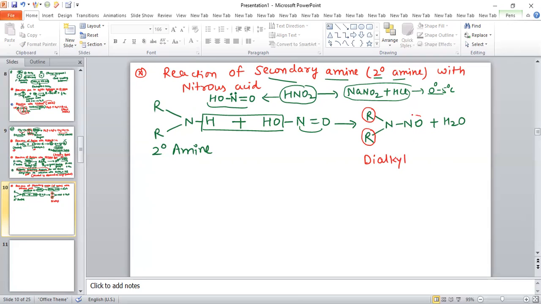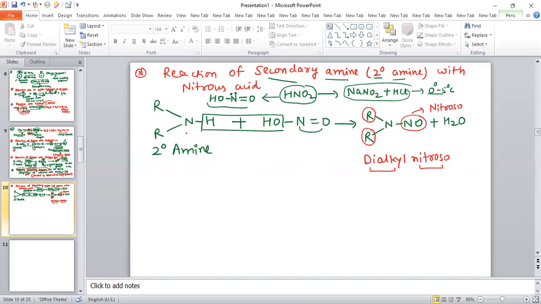And this is basically the NO group. This NO group we call nitroso. So, dialkyl nitroso. What is NO? NO is there, which is nitroso. Because 2 alkyl groups are there, therefore we call this dialkyl, and this NO we call nitroso, and these are all in the place of hydrogen. So it is basically an amine.